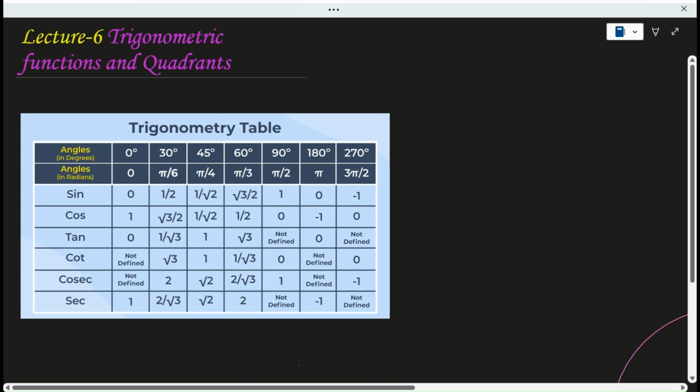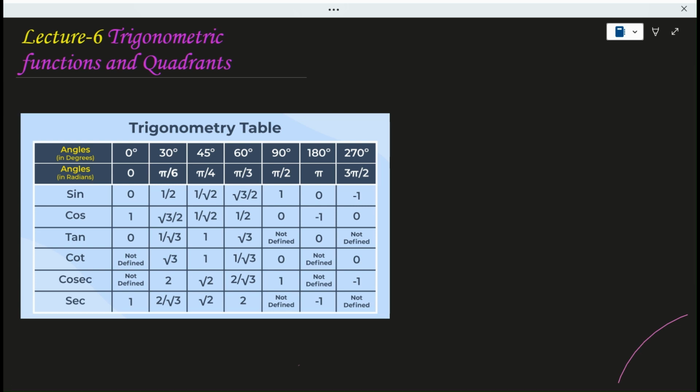Hello everyone. Today we have our lecture 6 for our series, and today we will study the trigonometric functions and the quadrants. So here I have presented a table, and you must be familiar with different values of angles taken by the trigonometric ratios. That is, when we have 0, 30 degree, 45 degree, 60 degree, 90 degree, 180 degree, 270 degree, sine, cos, tan, cosecant, secant all attain a value, right?